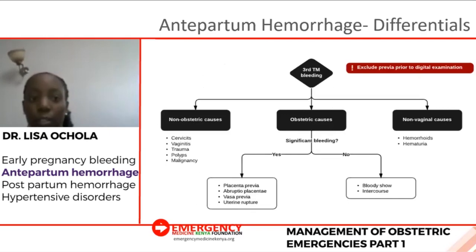So we look at the differentials of what we call antepartum hemorrhage. Of course, there are non-obstetric causes, there are obstetric causes, and there are non-vaginal causes. The non-obstetric and the non-vaginal causes usually are not emergent at that point. So cervicitis, vaginitis, you examine your patient and you'll be able to see and decide. And then when you look at the obstetric causes, you look, is there significant bleeding? Yes or no? If it is yes, then you can have your differentials. And the main four are placenta previa, abruptio placenta, vasa previa, and uterine rupture. So I'll just briefly discuss these one by one. If it's not significant bleeding, of course, you think about other things like blood issues.